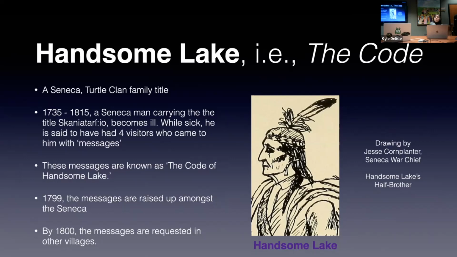in this era. And then some people got together and said, let's raise back up these messages. Because what these messages are saying is go back to the original ways. And so in 1799, the messages are raised up amongst the Seneca. So look at the number, 1799. That's when it's raised up amongst the Seneca. So by 1800, the messages are starting to be requested at different territories, and it gets as far as Onondaga. So Onondaga is halfway for us.